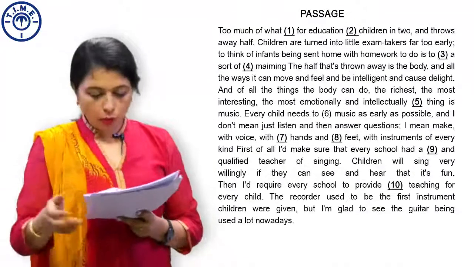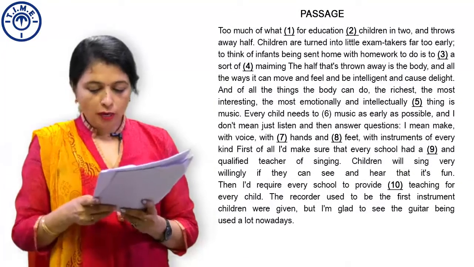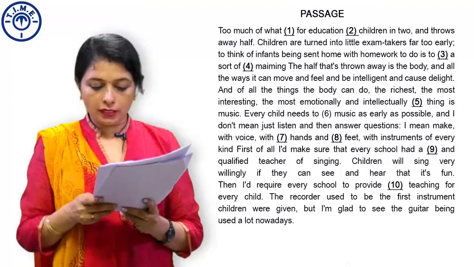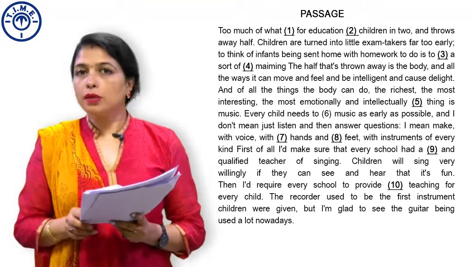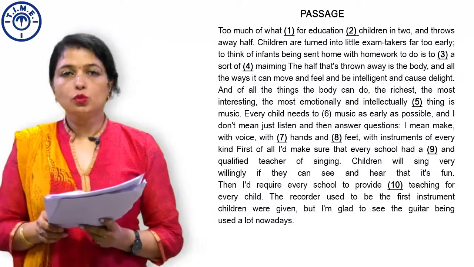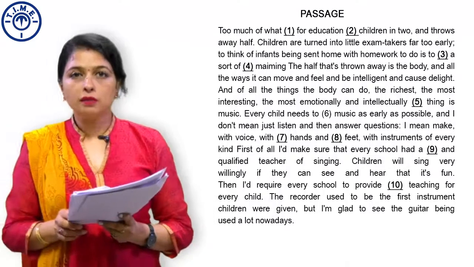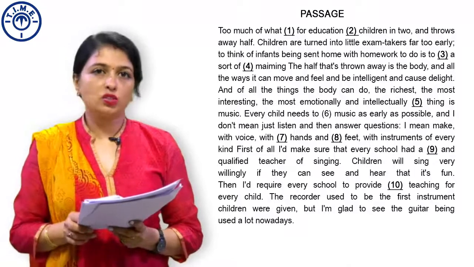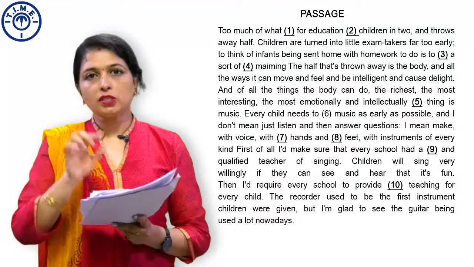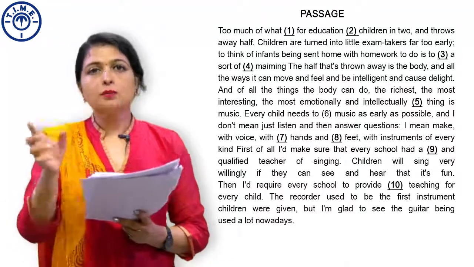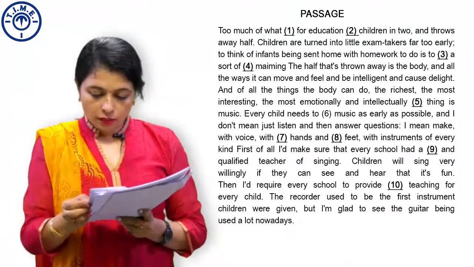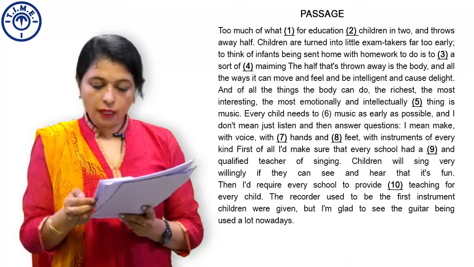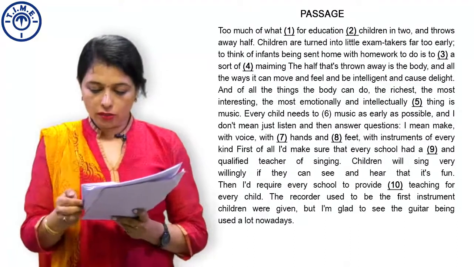We are left with 2 more blanks to cover. First of all, I would make sure that every school had a dash and qualified teacher of singing. I mentioned grammatical tools or grammatical clues, and here the clue is the conjunction and. We all know that the conjunction and connects two similar entities. What the sentence says is dash and qualified teacher of singing.